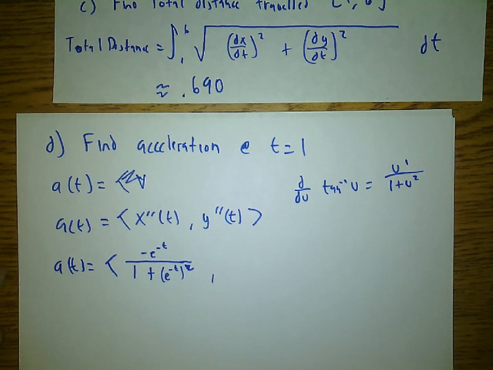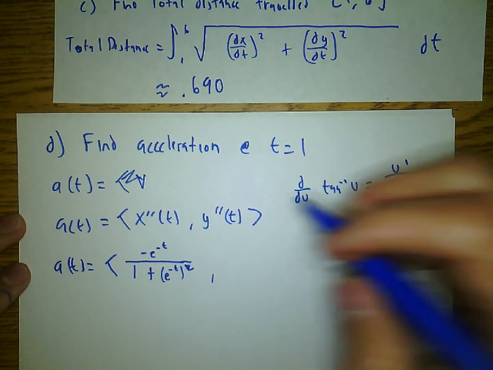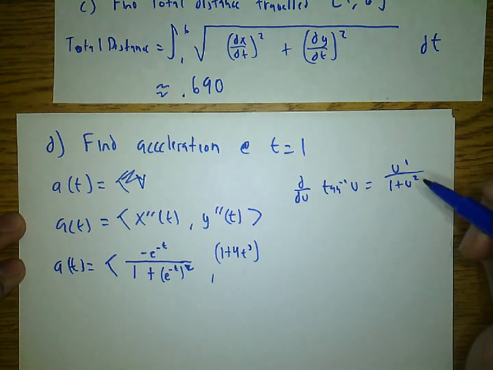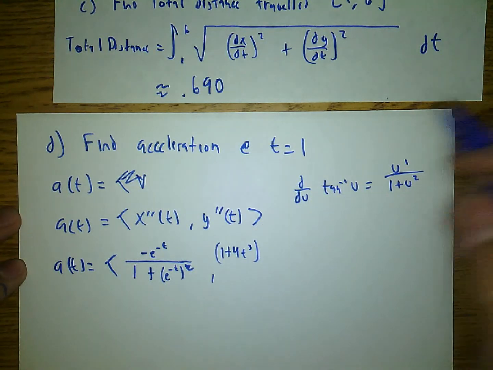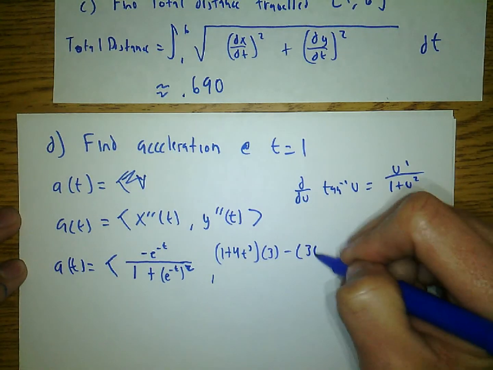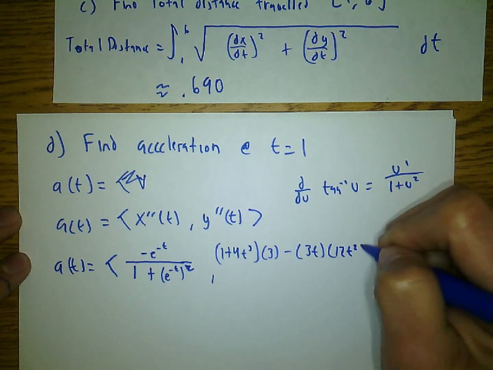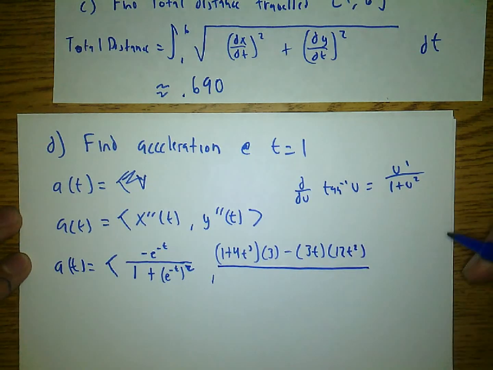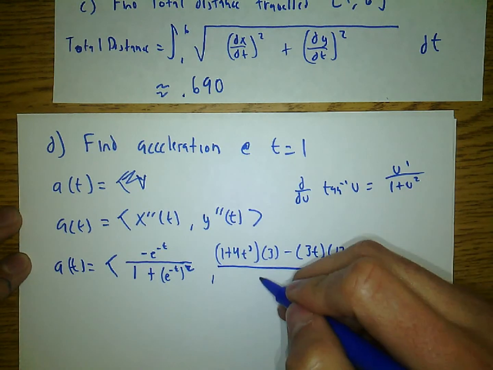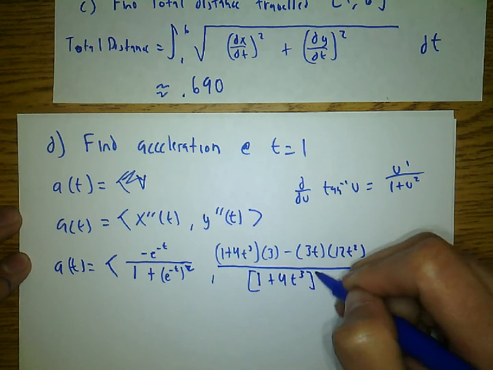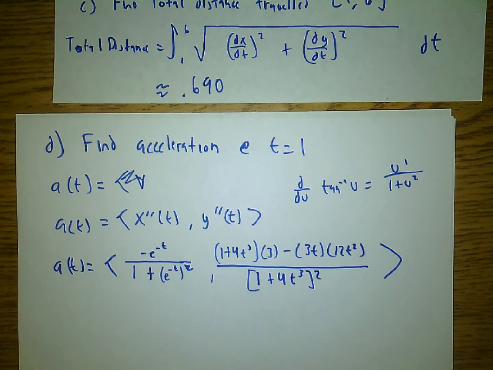I guess we have to use the quotient rule. Yep, I really can't think of a faster way. So the quotient rule for this one would be 1 plus 4t cubed multiplied by 3, and then minus 3t multiplied by 12t squared, all divided by 1 plus 4t cubed, squared. And then that would be your acceleration vector, right?